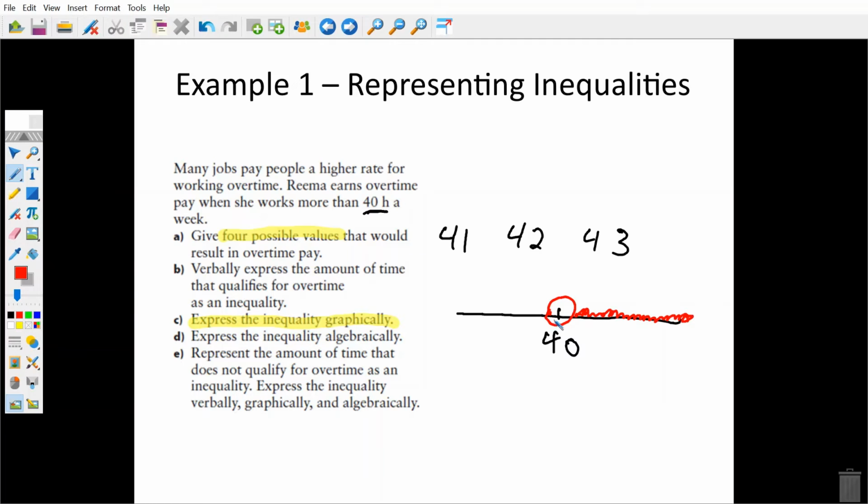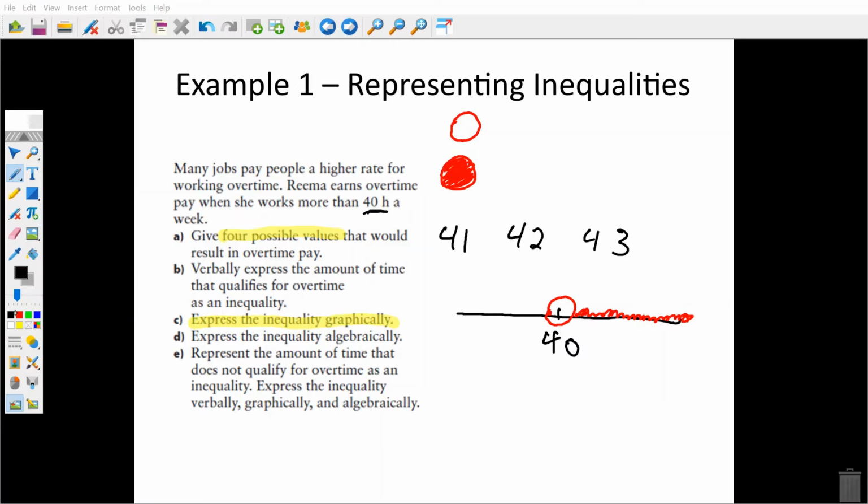Now sometimes the question comes up, should I color that circle in or should I leave the circle open? Here's when you decide it. If we have two options, one where it's open and one where it's colored in, okay?